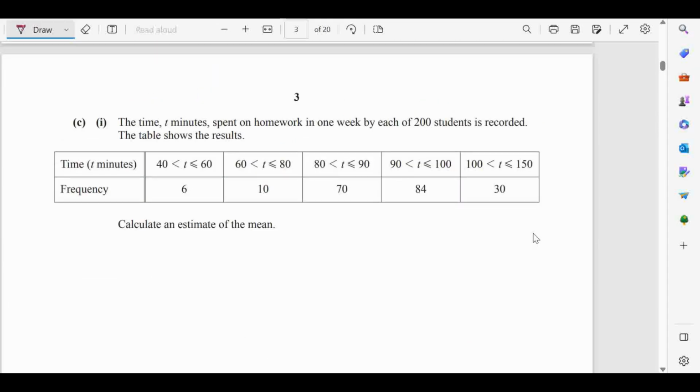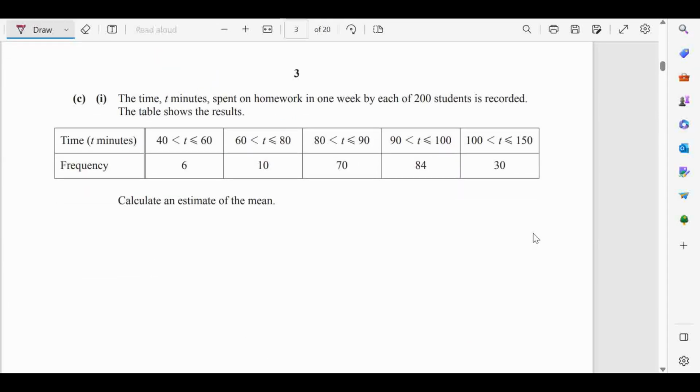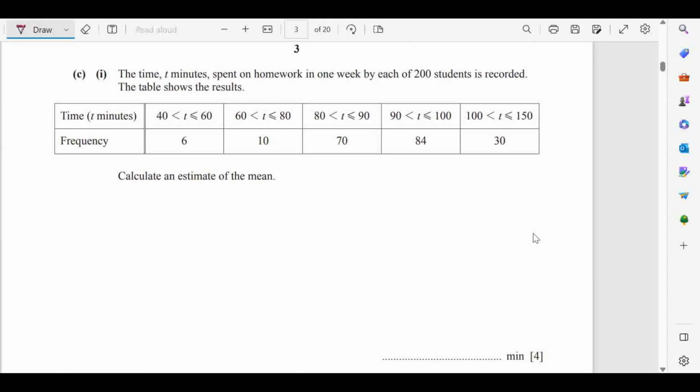Let's move to part C. Now here the question is: the time t minutes spent on homework in 1 week by each of the 200 students is recorded. The table shows the result. Calculate an estimate of the mean.